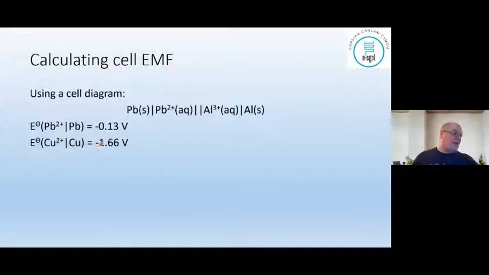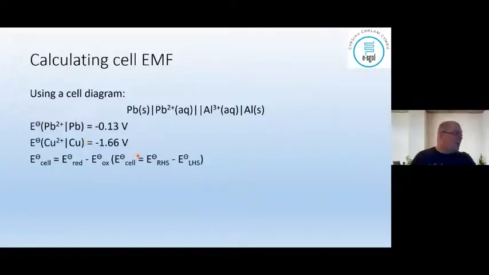That value is actually correct for aluminium. I've just forgotten to change that. I apologize for that. Okay, so if we do the same, this one should read Al3+ / Al. That's minus 1.66, so that is our right-hand side. So it's right-hand side, take away left-hand side.